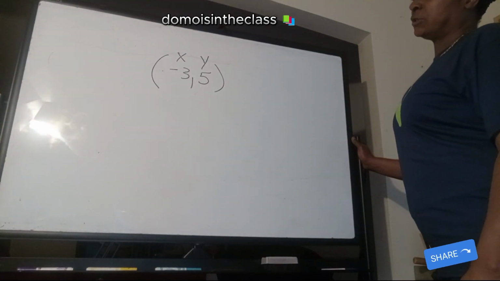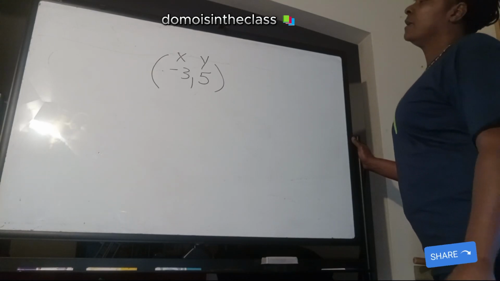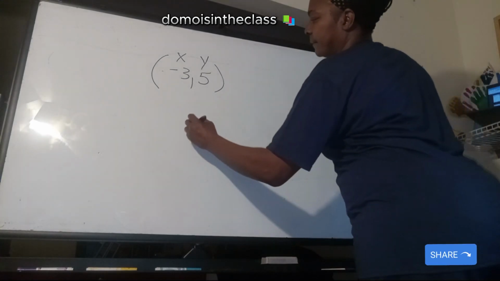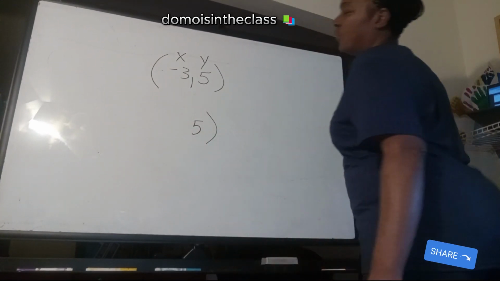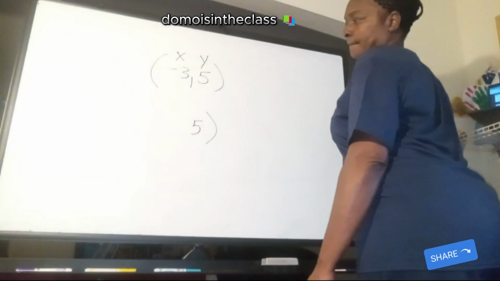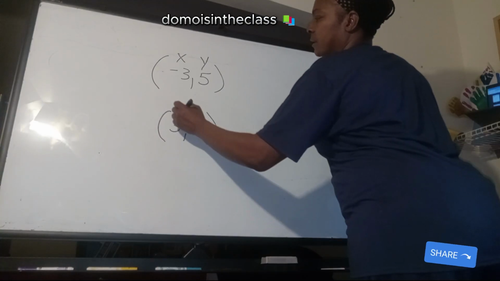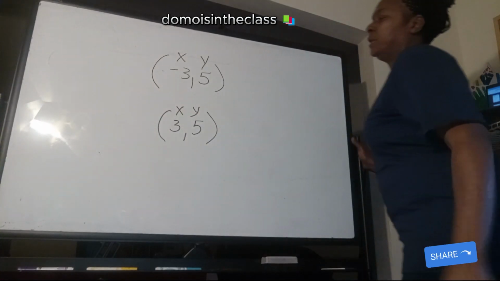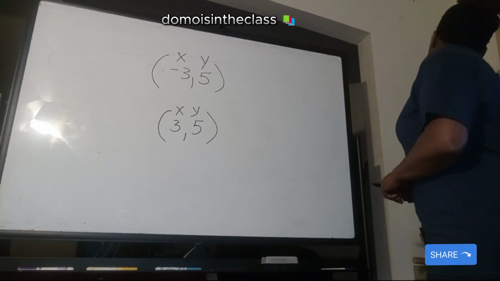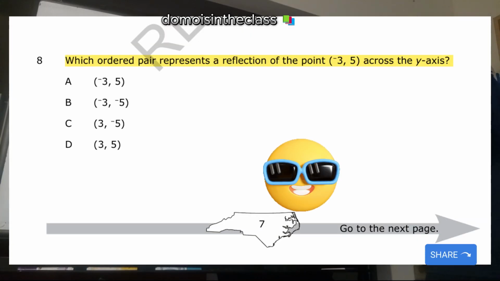All right, Jameer. So when we're going across the y-axis on reflection, what stays the same? The 5. Exactly. The 5 stays the same. So our new coordinate means the x should change to what? To a positive. Exactly. So our new coordinate should say 3 for x and 5 for y, and that is going to be D. Great job.